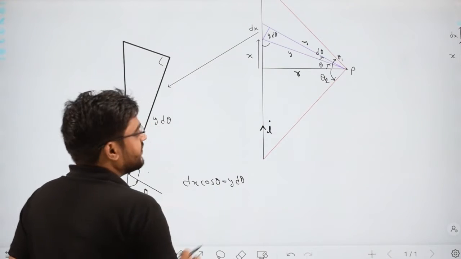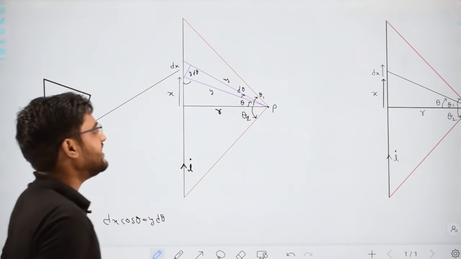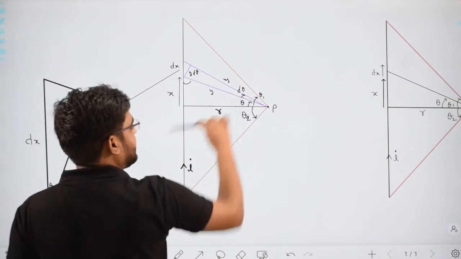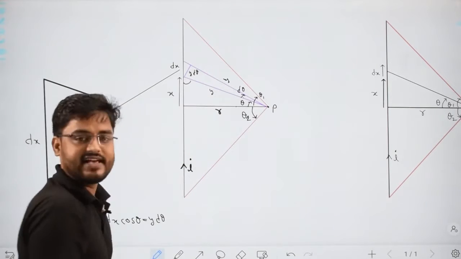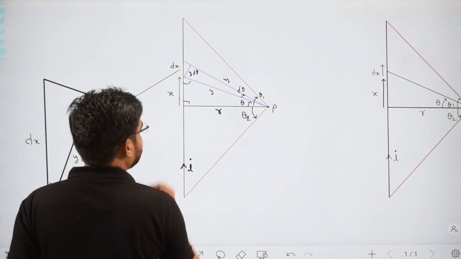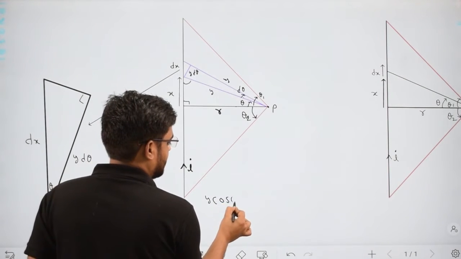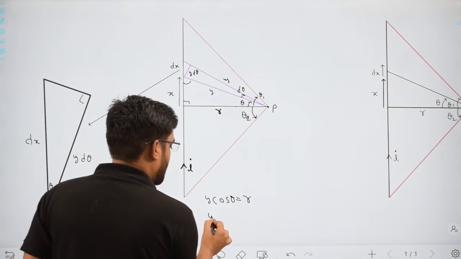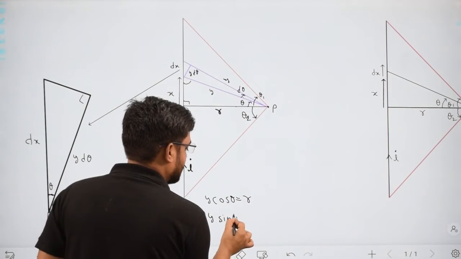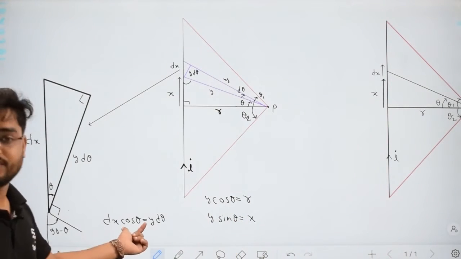One more thing we will be using from this triangle. I will say that y cos theta is r and y sin theta is x. So, I am simply using this right angle triangle. Here, this is the right angle. So, I am saying y cos theta, that's my r, and y sin theta, that's my x. Two more relationships we got over here. One relationship we got here.